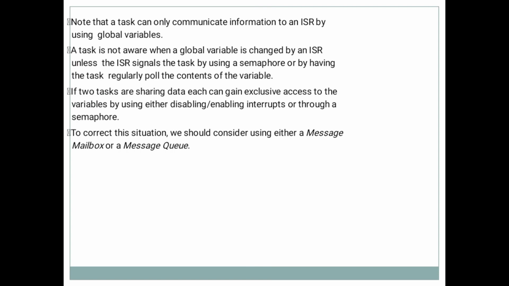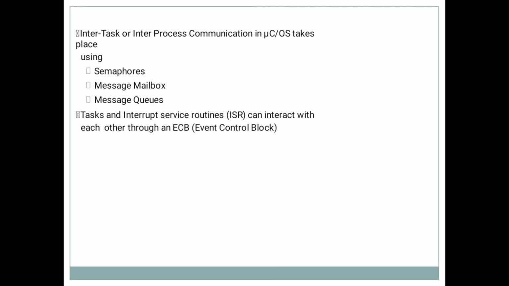If two tasks are sharing data, each can gain exclusive access to the variables by either disabling and enabling interrupts or through a semaphore. To correct this situation, we should consider either a message or a mailbox. Inter-task communication in microcontroller OS takes place using semaphores, message boxes and mailboxes.